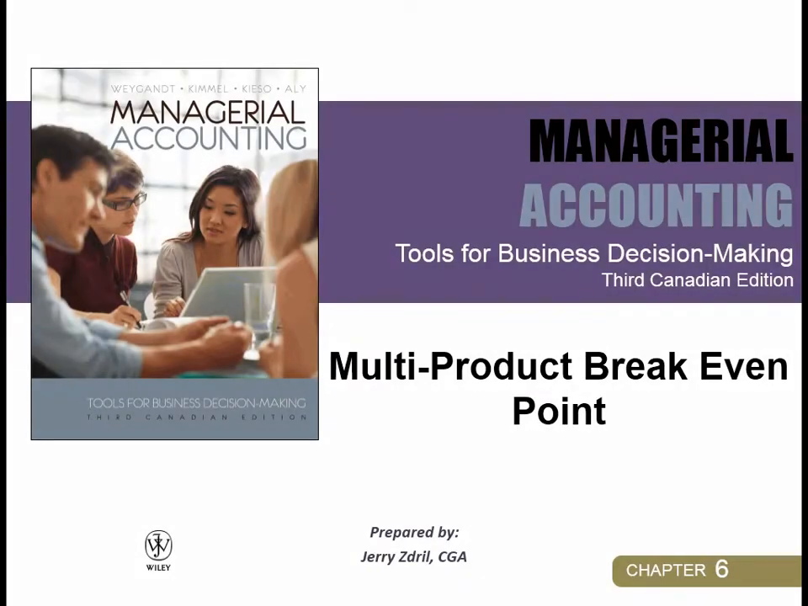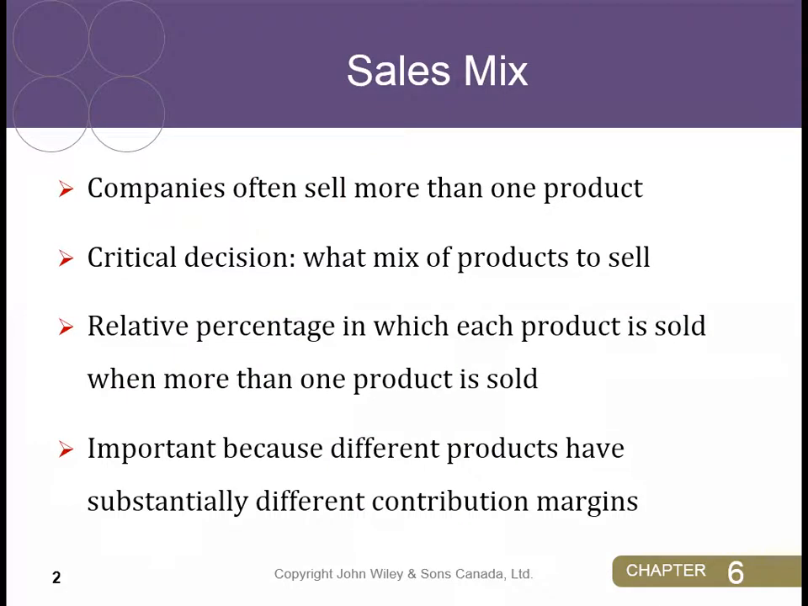Alright, so in this video we're going to talk about the multi-product break-even point. In the other videos when we talked about break-even point, we've really been focusing on a very basic calculation where we've only got one product that we sell, just to lay the foundation and the building blocks. The reality is, however, most companies have more than one product that they sell. So the question is, how does that all work? How do we calculate the break-even point when we have more than one product?